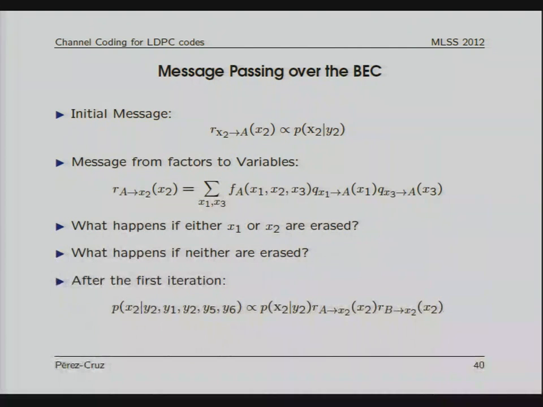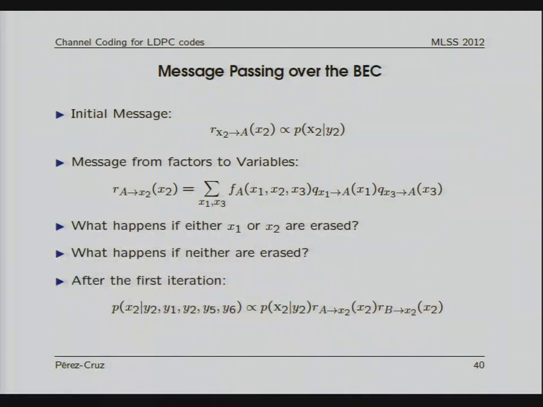Okay? That's the thing. And then after the first iteration, what do we get in X2? So in X2 we get the message that came from E2. So we know the prior information that we have. We have the message that came from A that has all the information about X1 and X3. And we know the information that came from B, that is all the information that we have from X5 and X6. Okay? So after one iteration of the algorithm, we can compute P of X2 given Y2, Y1, Y3, Y5, and Y6. It's clear that I'm not that good with the keyboard. Okay?